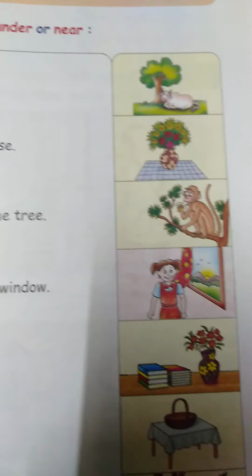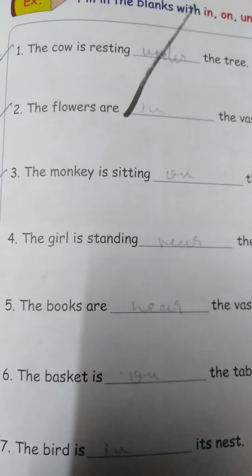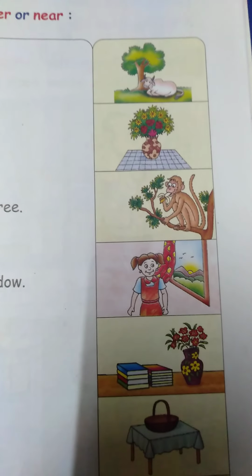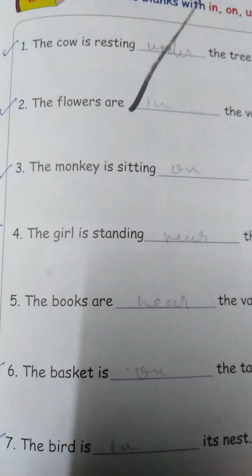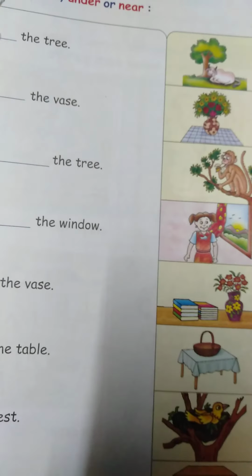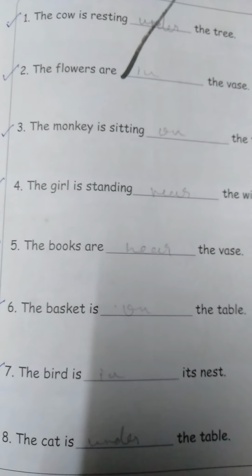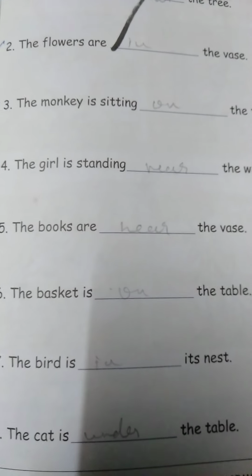Third one, the monkey is sitting on the tree. Here, on the tree. Tree के ऊपर बैठा है. The girl is standing near the window. The books are near the walls. The basket is on the table. The bird is in its nest. The cat is under the table.